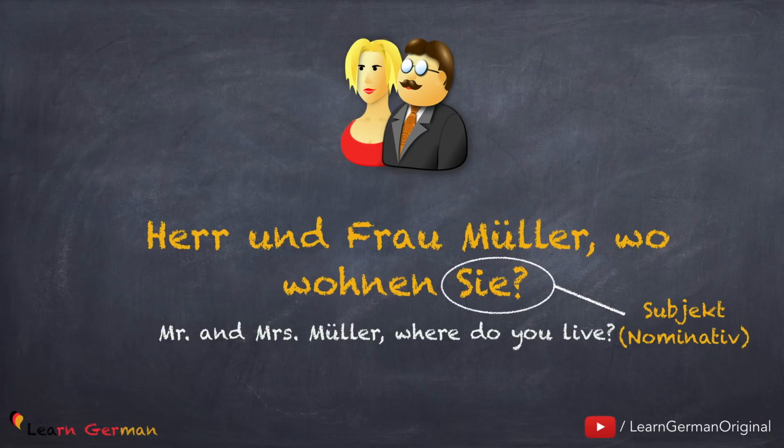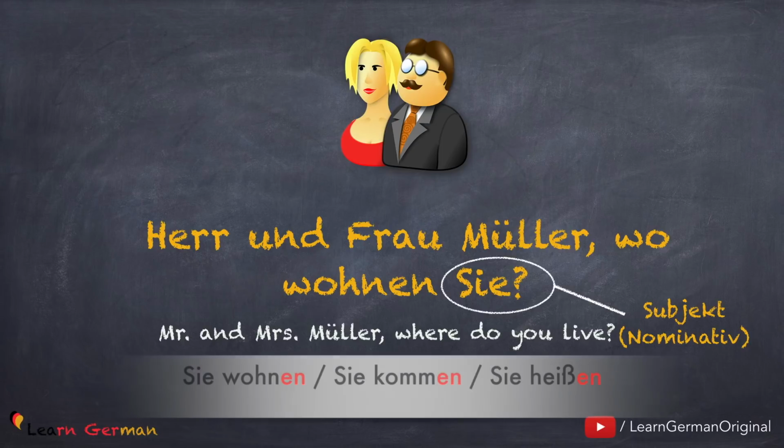Since this is the subject in nominative, do remember that the verb conjugation depends on this. On being conjugated, the verb will take the ending -en. This rule is valid for Sie in singular and in plural. For example, Sie wohnen, Sie kommen, Sie heißen.